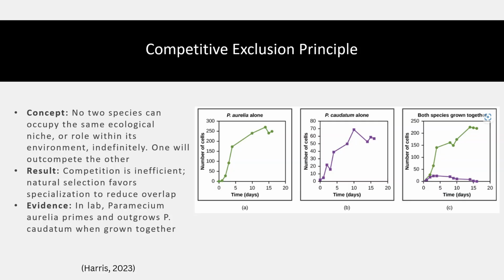reduce that overlap. And one area we see this is in Paramecium aurelia, which outgrows the Paramecium caudatum when they're grown together. So one of them is taking over that area and outcompeting the other one. We can also see this in bird populations. Sometimes you'll have certain species that will feed higher in canopies, while some species will feed lower in them.